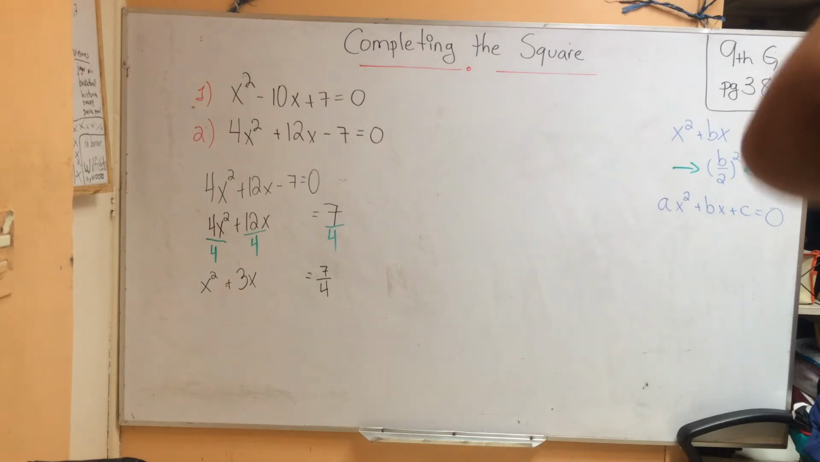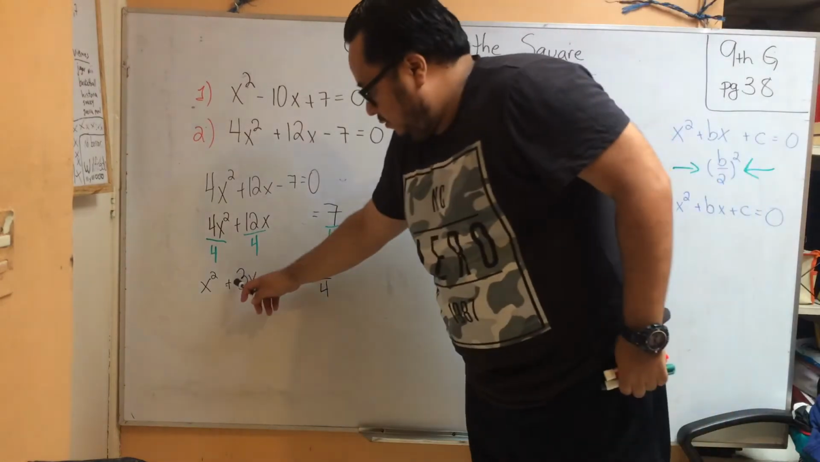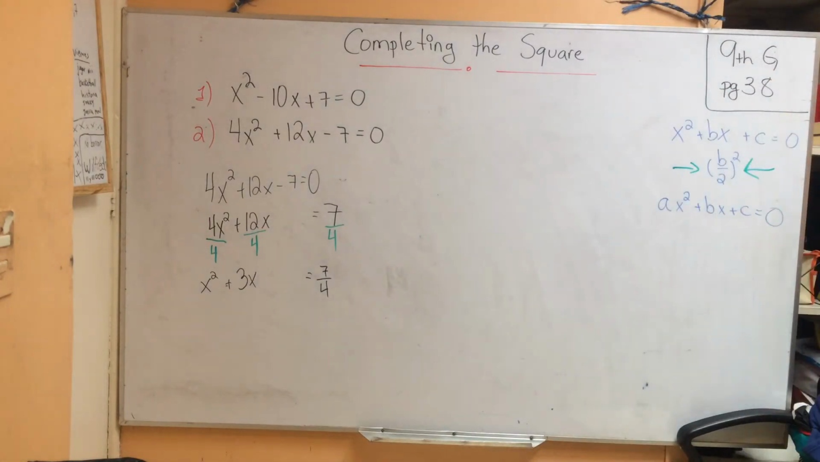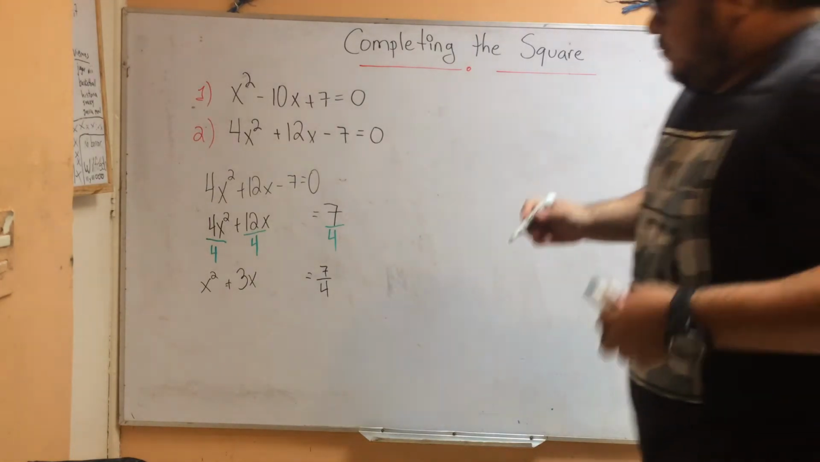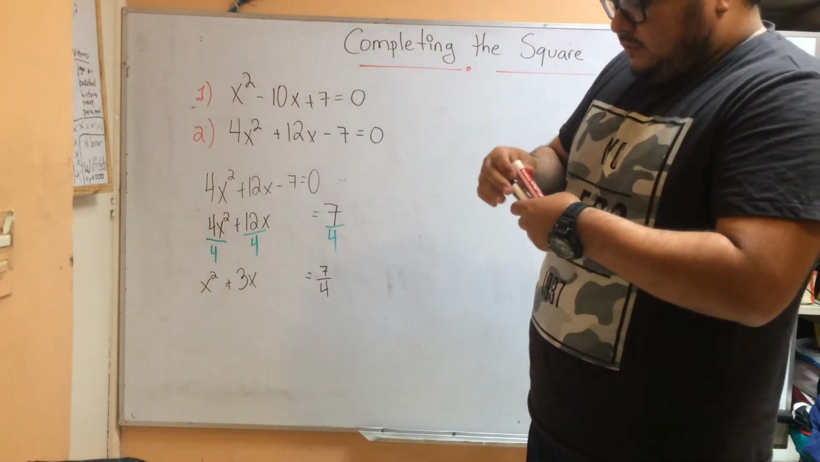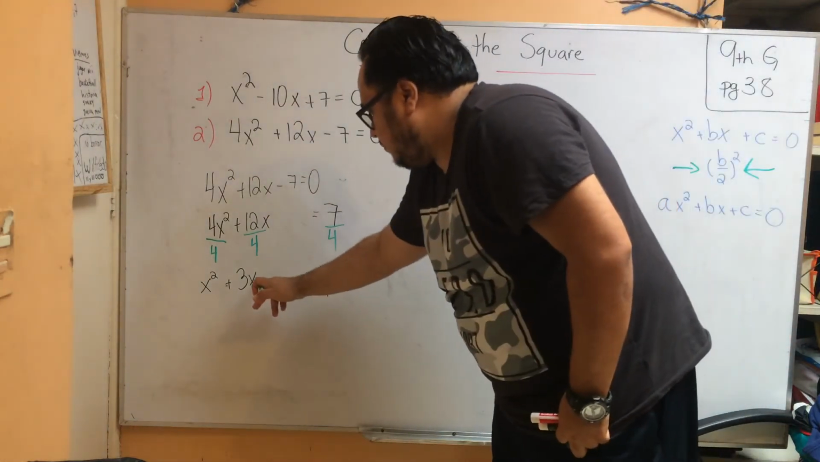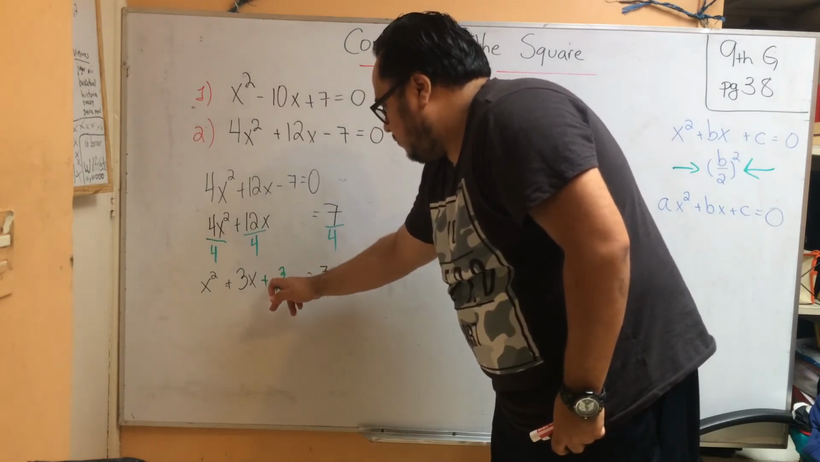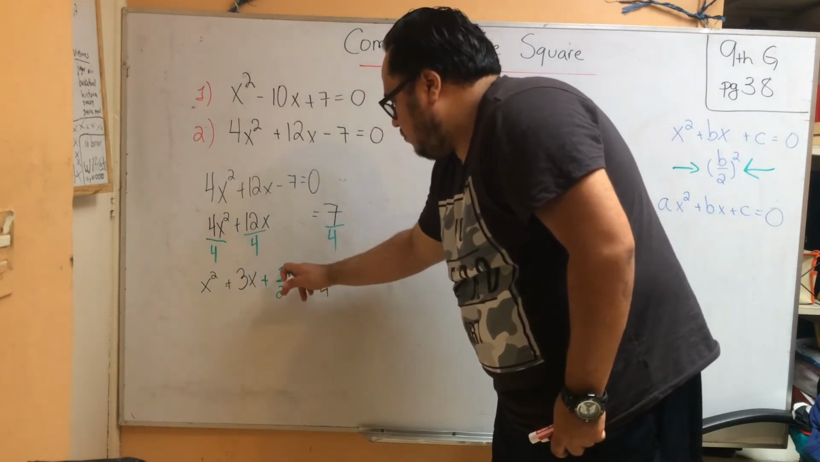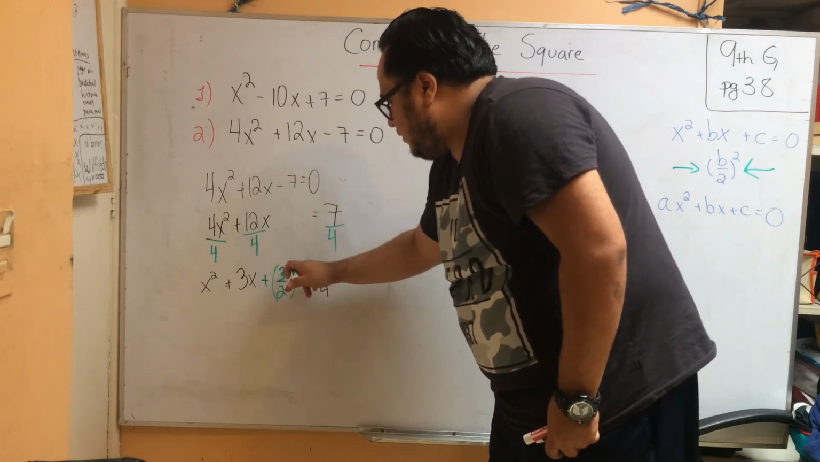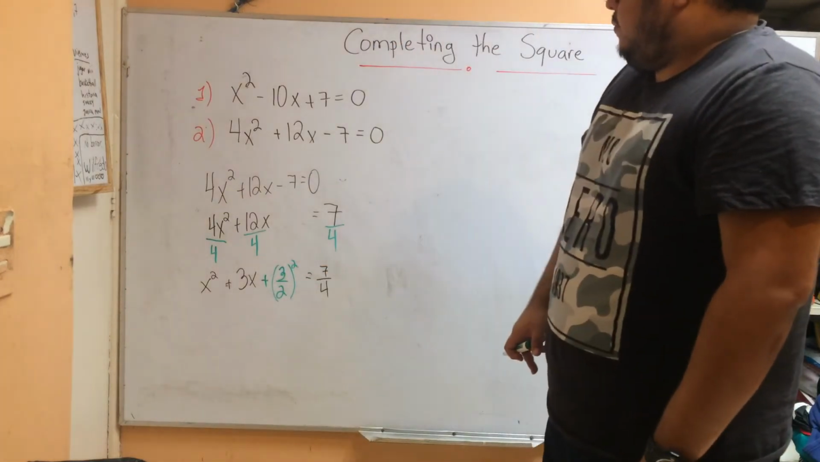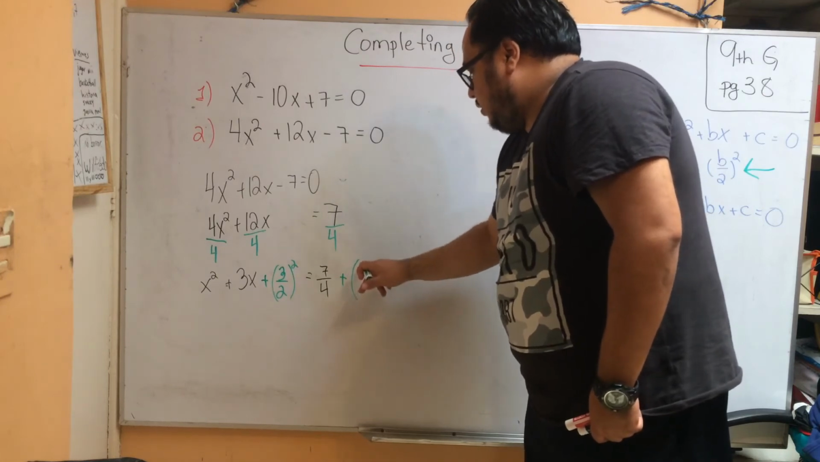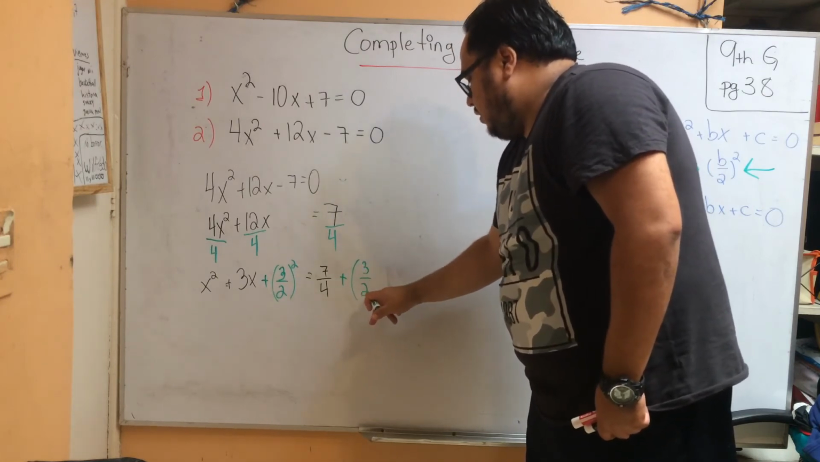So we're going to take the middle number, letter B, divide it by 2 and elevate it to the second power. Let me put it in another color. To complete the square, we put 3 over 2, and then we elevate this to the second power. And what we do on one side, we have to do on the other side.